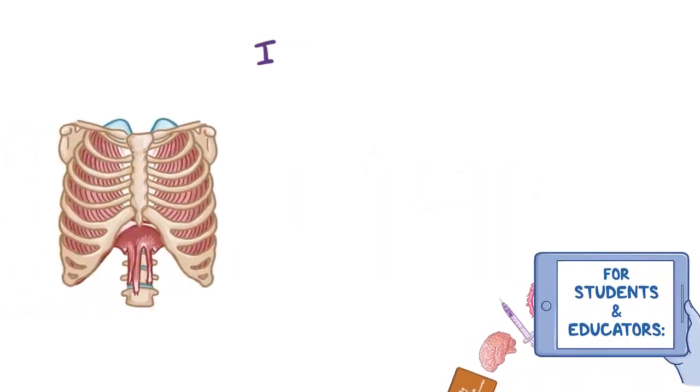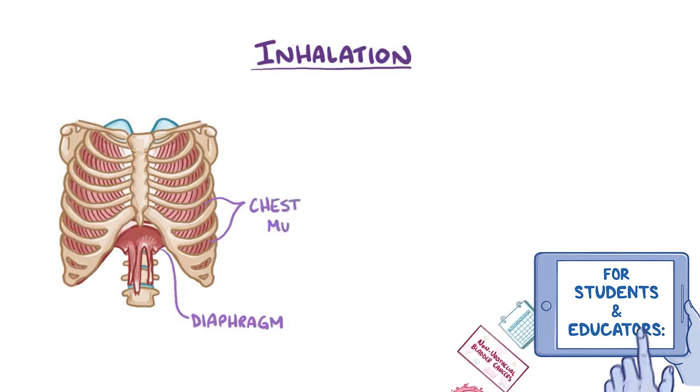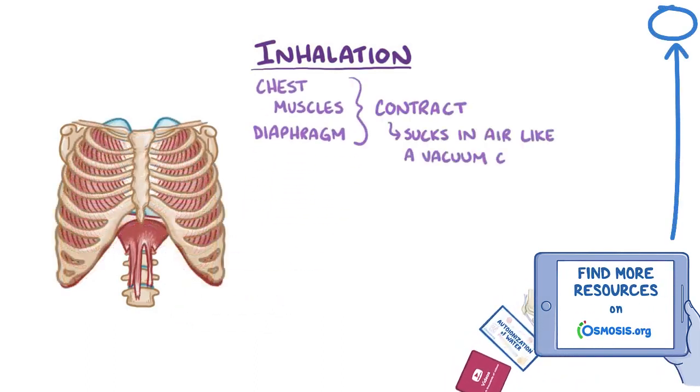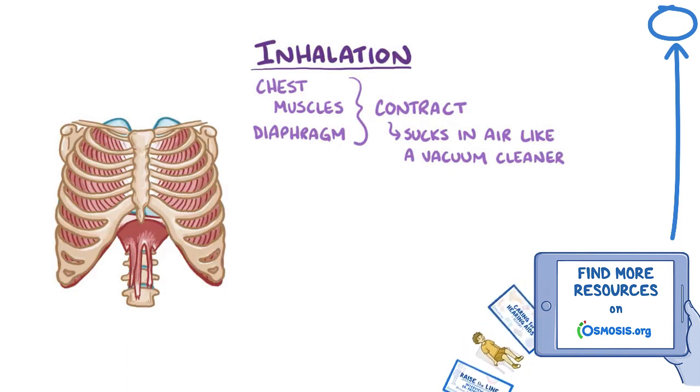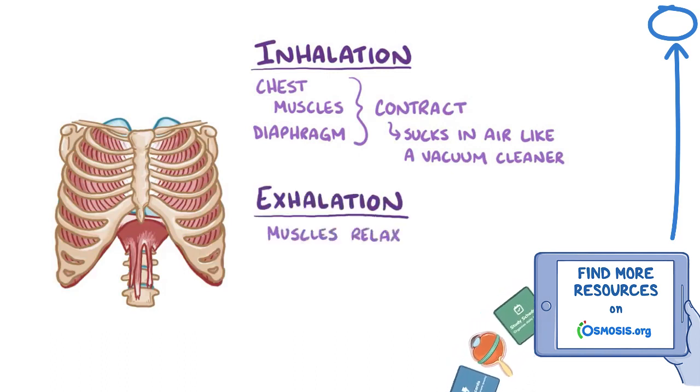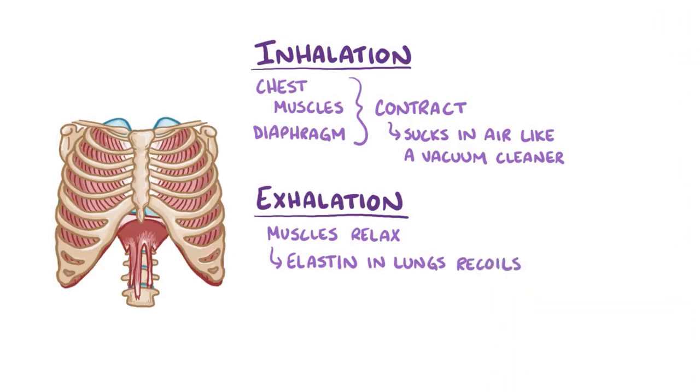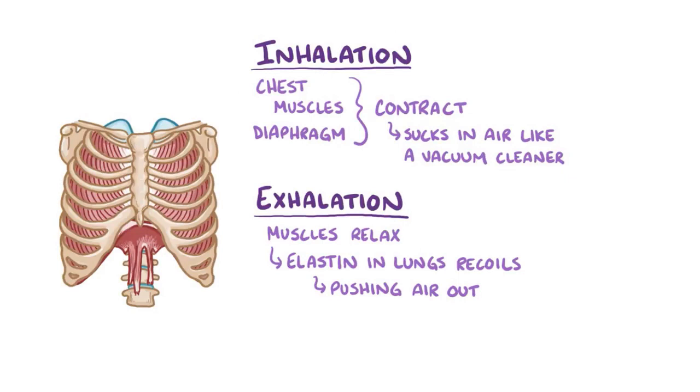Now, normally during an inhalation, the diaphragm and chest wall muscles contract to pull open the chest, and that sucks in air like a vacuum cleaner. Then during an exhalation, the muscles relax, allowing the elastin in the lungs to recoil, pulling the lungs back to their normal size and pushing that air out. Ultimately, the lungs need to pull oxygen into the body and get rid of carbon dioxide.